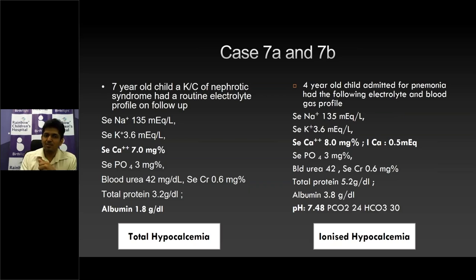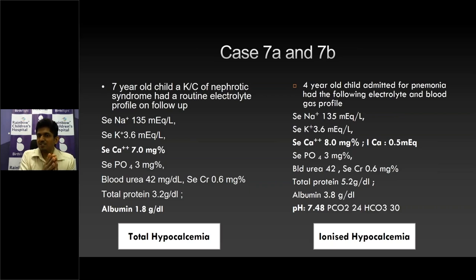Therefore, you have to always correlate with the albumin. So check the albumin and calculate the corrected calcium, which is 0.8 multiplied by (4 minus the serum albumin). That value you add to the serum calcium, and check whether this corrected serum calcium is coming to more than 8.5 milligram percent. Suppose you are not able to find an albumin level, if you cannot do an albumin, always check for ionized calcium.